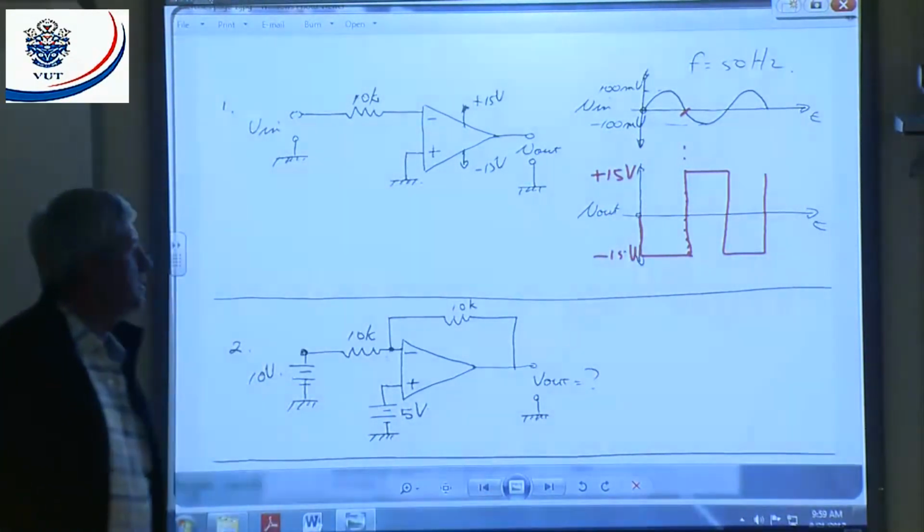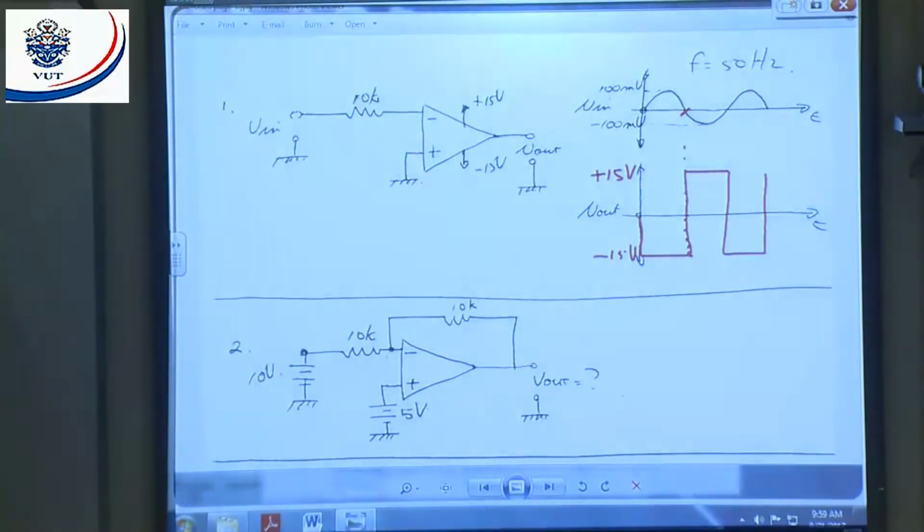There's the correct output. You with me? Does everybody agree? There's no feedback. That means the gain is open loop gain, and that's why it will basically give me a square wave out. All right.